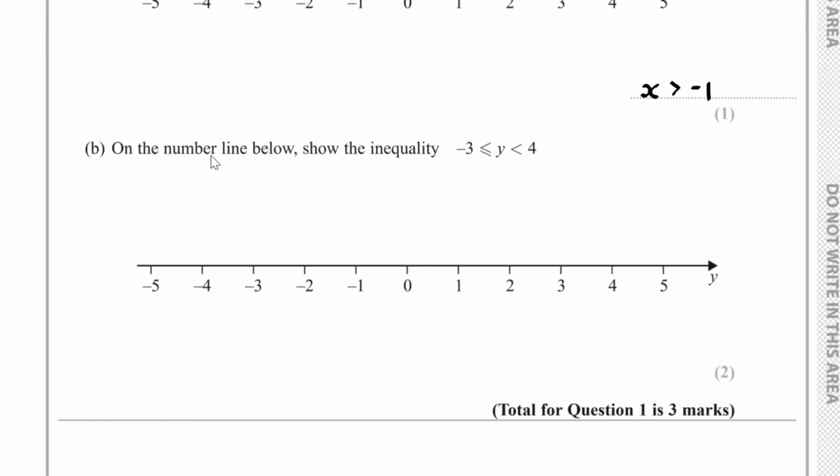Now, for part B, on the number line below, we have to show the inequality minus 3 is less than or equal to y, which is less than 4. Here is the inequality shown on a number line. In between minus 3 and 4 is where y lies. And you'd notice here we have a filled circle for a weak inequality symbol. Here we have an empty circle for the strong inequality symbol.